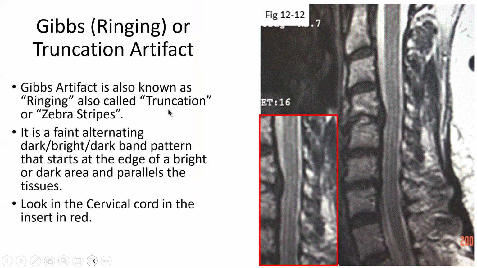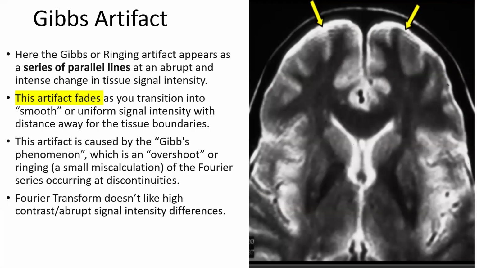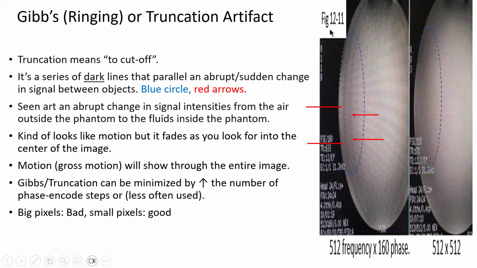Gibbs or truncation artifact looks like zebra stripes. Gibbs artifact is also called truncation and zebra stripes. You get it at high signal intensity interfaces. So dark, bright, going into dark, and then going out to bright again. It looks like a zebra. It's called truncation. Very common to see it in the cord, and it's not unheard of in the brain. So here is truncation. It looks like motion, but it's not. If it was motion, it would be throughout the entire image. Truncation or Gibbs fades away as you get away from the high tissue contrast interfaces.